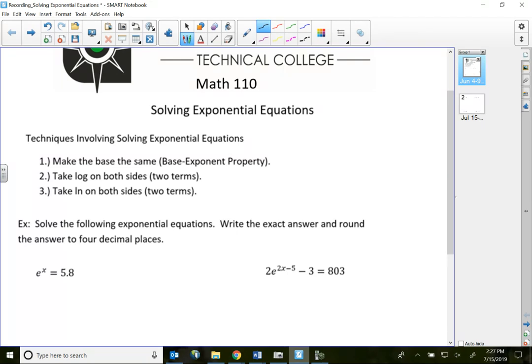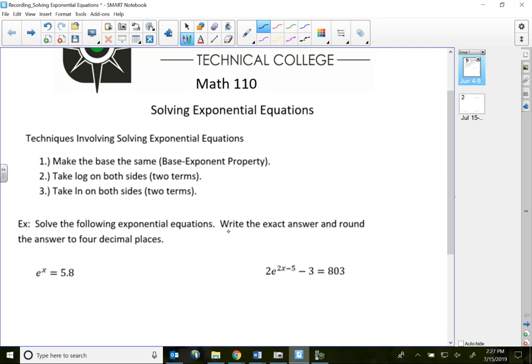So the techniques here are: make the base the same, which is using your base exponent property, like the one I showed you before. If you cannot make the base the same, what we can do is either take a log on both sides or take a natural log on both sides. The second and third techniques are designed for equations that only consist of two terms. So these are the three basic techniques. The last two problems I'm going to show you use a different type of technique. So let's go ahead and get started.